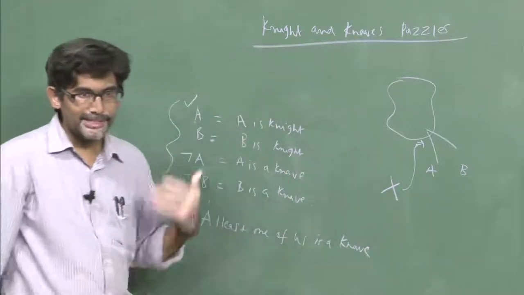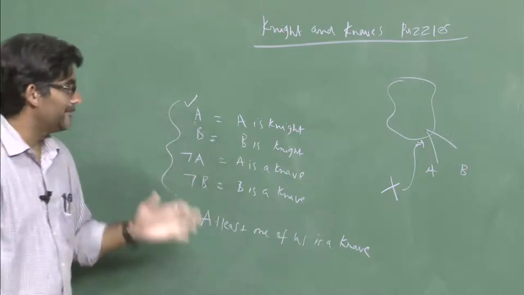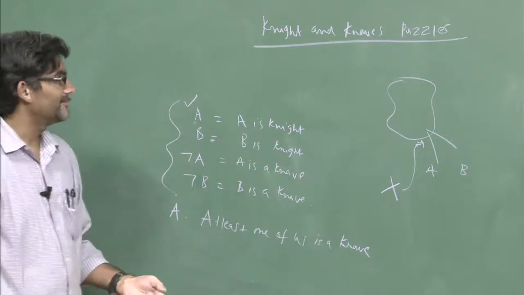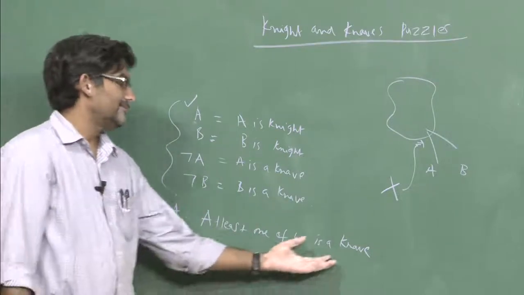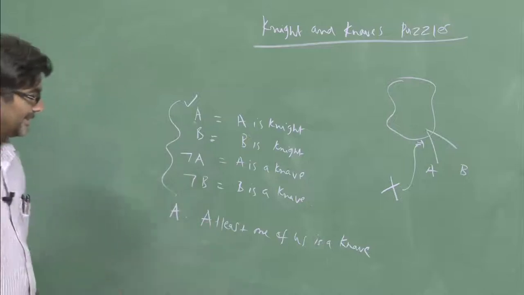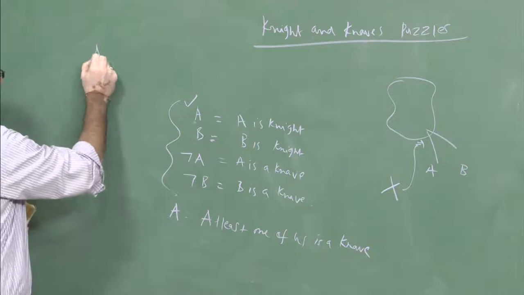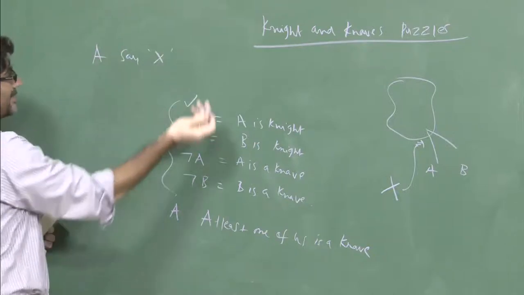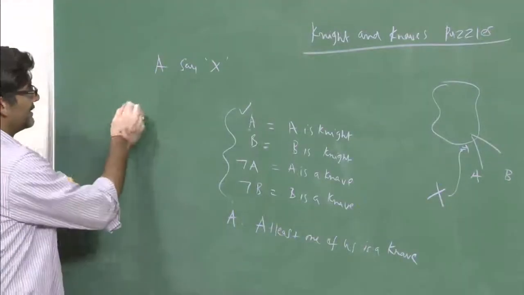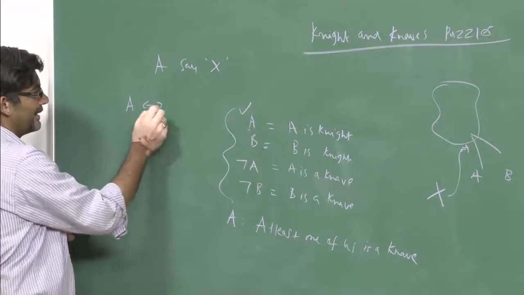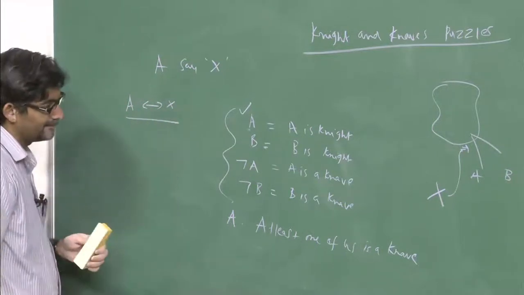These are reasoning problems which you can solve with numerous methods, but since we have studied the semantic tableaux method and the truth table method in greater detail, we will be using those methods. Now A says X, some statement X, that means he will be saying one of us is a knave or some other thing. This can be represented as A if and only if X.